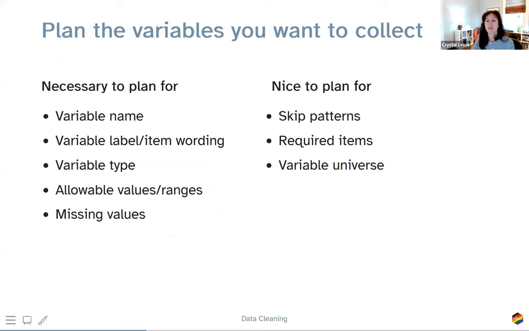The items on the right here can be really helpful to plan for as well if you're collecting something like survey data in particular. These items will help you better understand when and why you might have missing data for items. The first thing is skip patterns. Are there skip patterns for any items, and what is the logic for those items? The second one is required items. Are items required, or are people allowed to skip them? That helps you decide whether the missing data is planned or not. And then variable universe. What is the variable universe for each item? Will the whole sample get each item, or are only some items shown to maybe a subsample of your group?